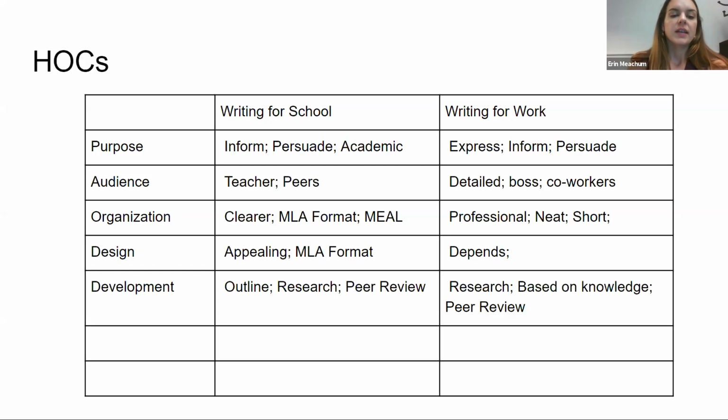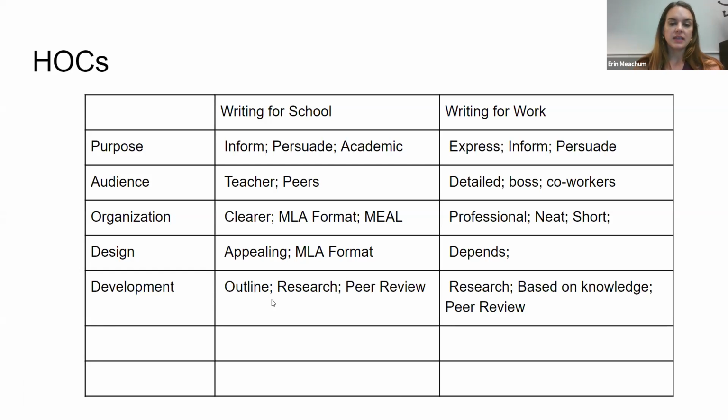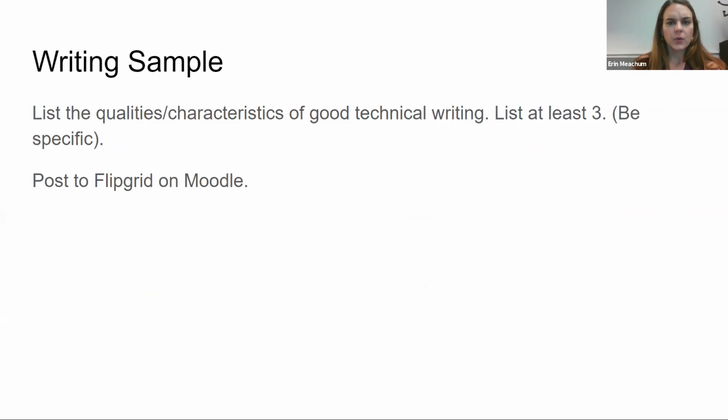Finally is development. So looking at your outline, your research, looking at peer review, again ways to not only structure the writing, but also give some evidence and things like that. So for example, research is important for both, but I think in your workplace writing, your prior knowledge is really important as well.